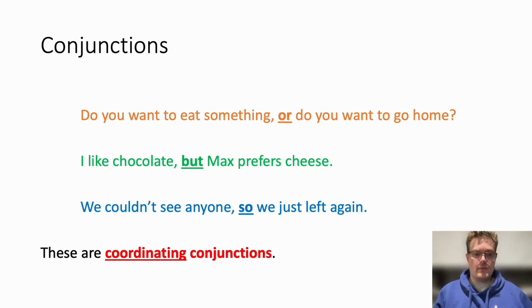These ones we call coordinating conjunctions, because basically the two clauses are of equal importance. Both of them would be fine on their own. Do you want to eat something? Do you want to go home? Both of them would be completely fine sentences on their own. They don't need each other to exist. I like chocolate. Max prefers cheese. Both of those sentences work totally fine on their own. And so these ones that join things of equal importance, we call them coordinating conjunctions.